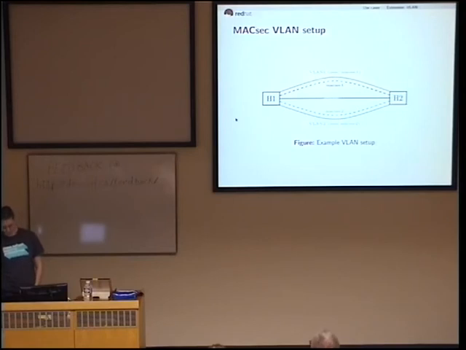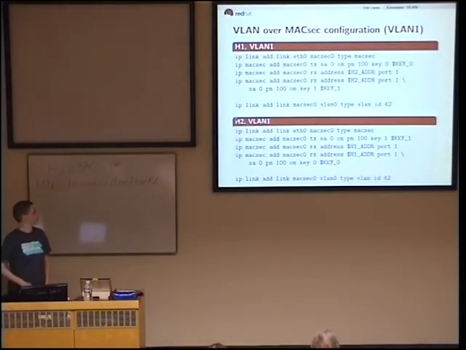So I talked a bit about using VLANs over MACsec earlier. Suppose you have your physical link between host one and host two. There may be a switch in there, doesn't matter. You can create one MACsec device and a second MACsec device and have your VLANs over the MACsec devices. So you would create your VLAN devices on top of the MACsec devices instead of creating them directly on top of eth0. So that's what it looks like.